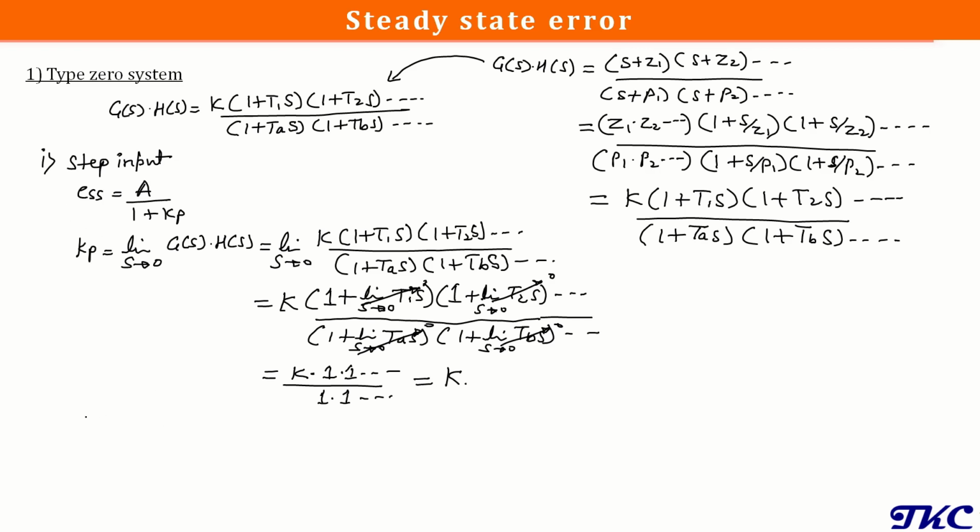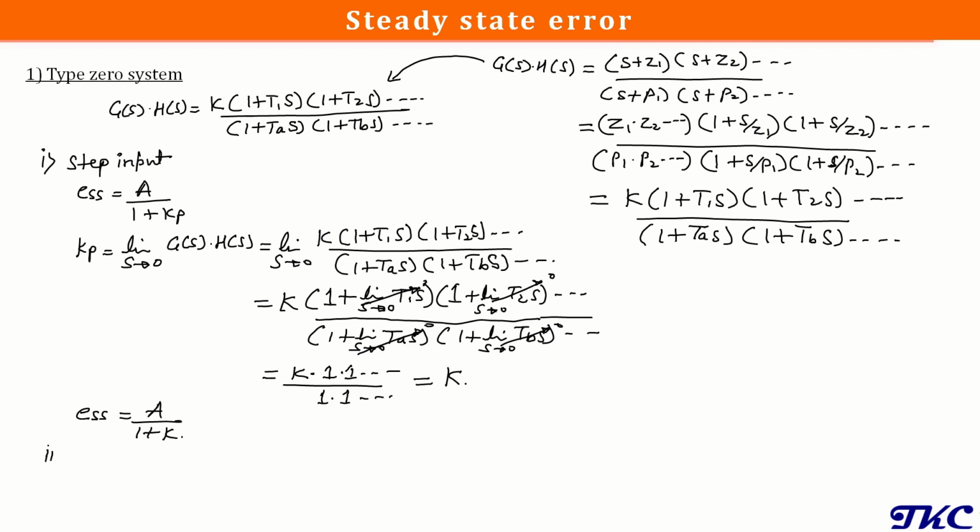So now let's find the steady state error here. So ess will be equal to a by 1 plus k. This is the steady state error when we have a type 0 system and we are applying a step input to it. We can see that this error is finite, and it is a constant value. The same way we can find it for other types of input considering this same type 0 system.